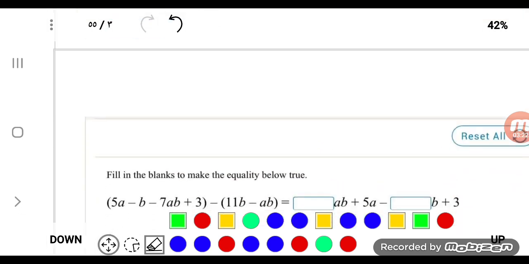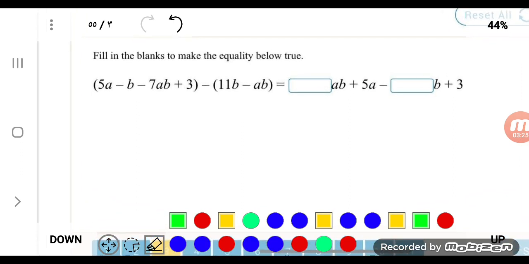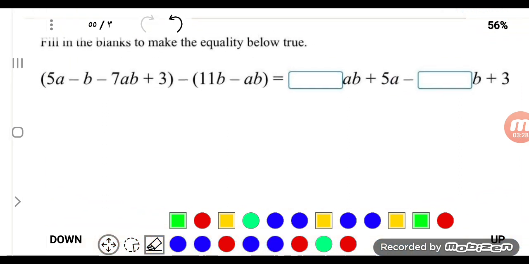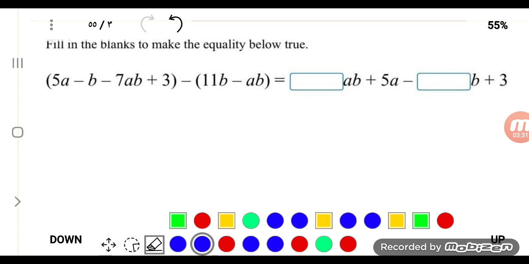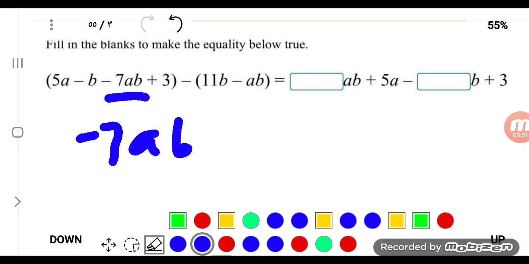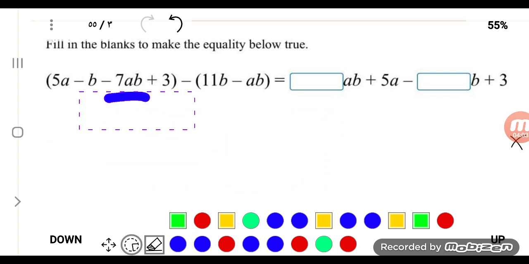Okay, let's now move to the next one. Here you have to subtract also, same thing. So let's see what we do here. If you want to subtract AB, here you have minus 7AB minus AB. So minus 7 minus 1, minus means plus. So minus 7AB minus means plus, so plus AB. So you get minus 6. Okay, so here first one will be minus 6.